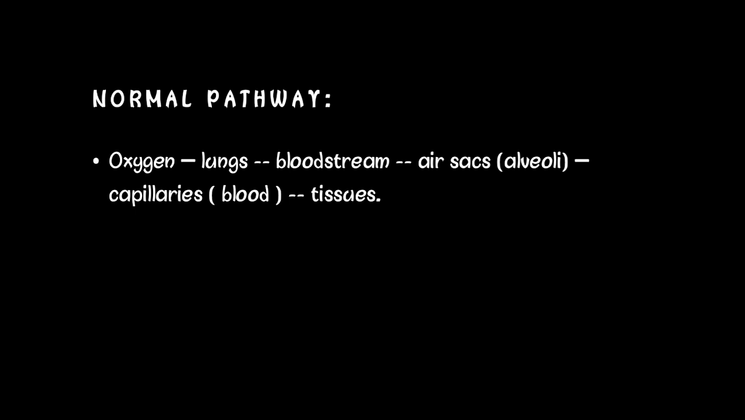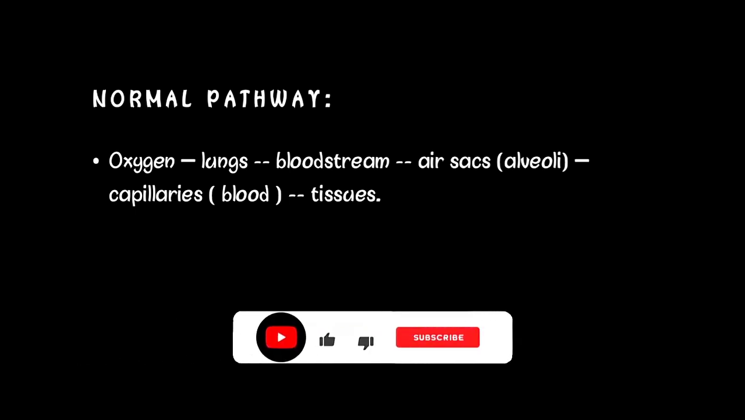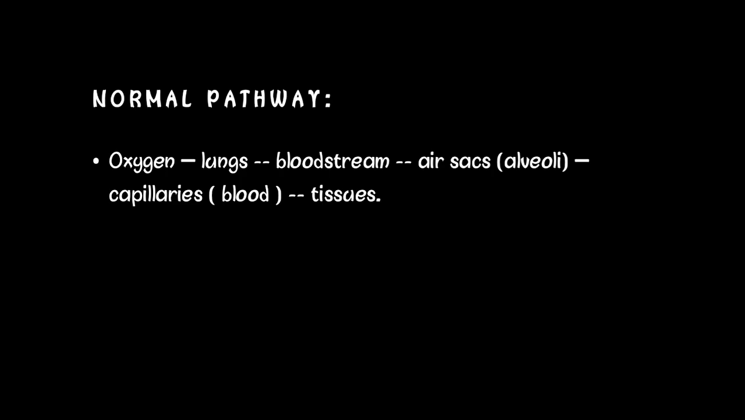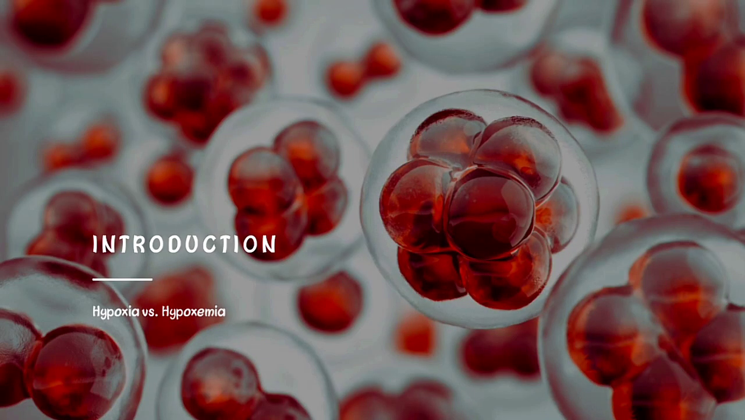Oxygen enters the bloodstream through the lungs. When you inhale, oxygen from the air moves into the smaller sacs, which are called the alveoli in your lungs. Tiny blood vessels called capillaries are located near the alveoli and absorb the oxygen, which is then carried through the blood to the tissues. These terms are often used interchangeably, but they actually refer to different conditions.